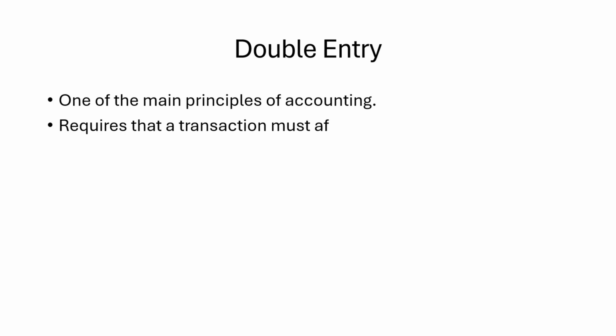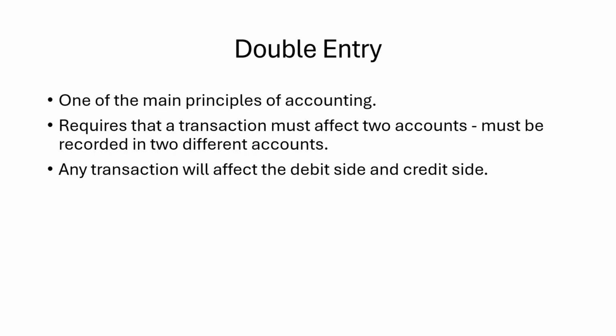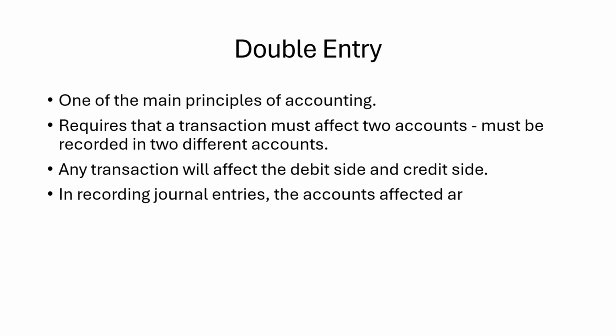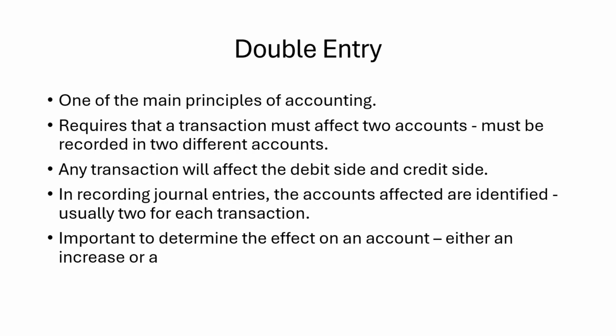Let us look at one of the main principles of accounting, which states that a transaction must affect two accounts and it must be recorded in those two accounts that are affected. A transaction must affect the debit and the credit side. In recording an entry, an accountant must determine which of these accounts are affected. After that determination, he must understand whether that account is either increased or decreased, and that leads to what we call debiting or crediting.